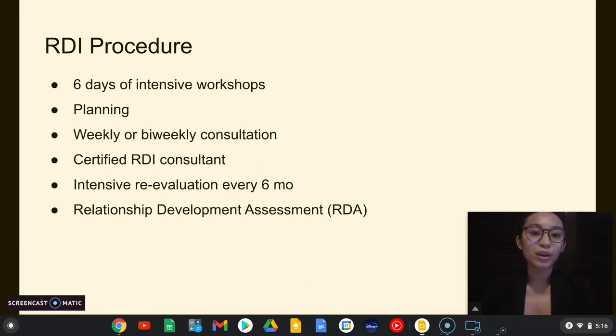Another component was weekly or biweekly consultation with a certified RDI consultant. These meetings consisted of discussing the progress thus far in the study, goals, future program planning, and review of video recordings between the parent and the child's social interactions. Another component was the intensive reevaluation every 6 months for up to 2 years. And then the last is the Relationship Development Assessment, RDA. This was a moment-by-moment evaluation of the video recordings between the parent and the child, and it was based on a coding system.